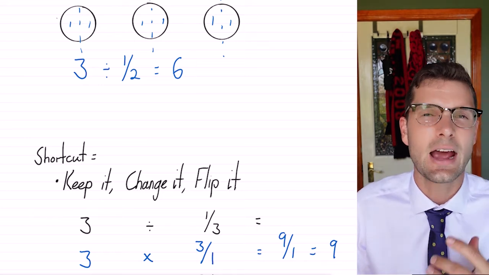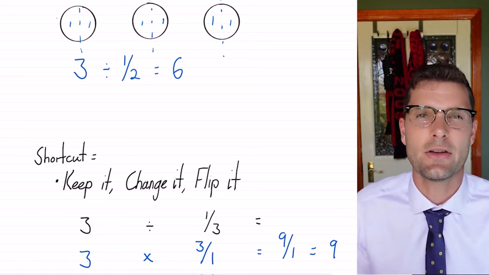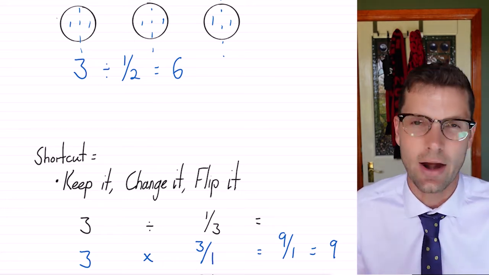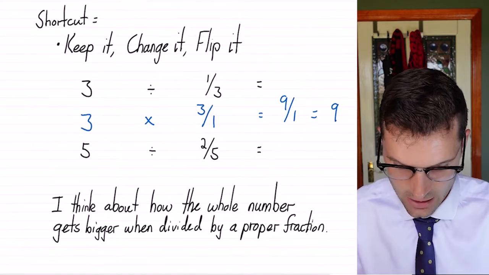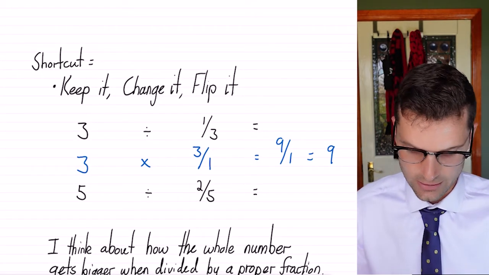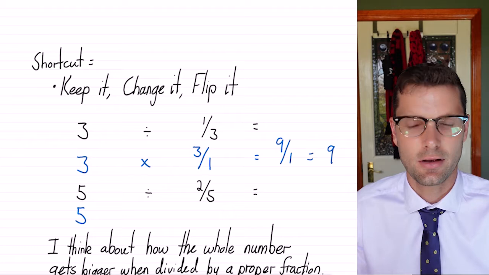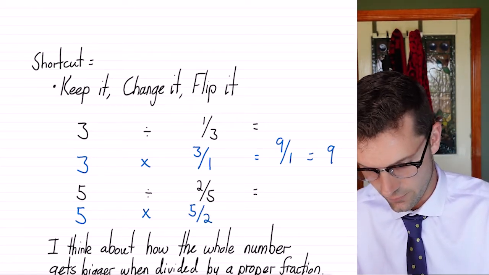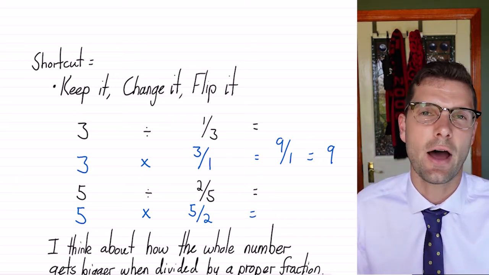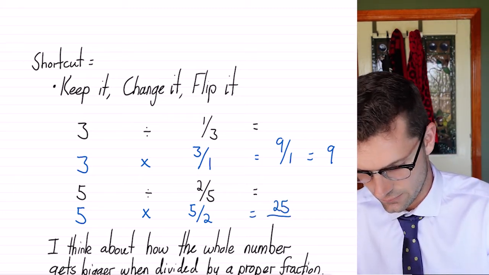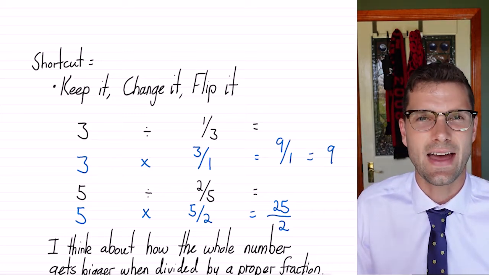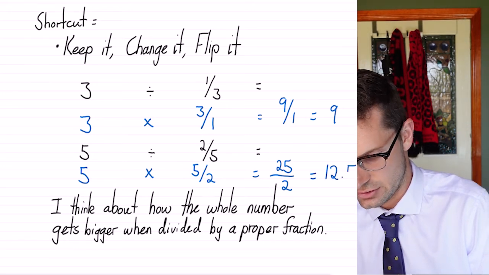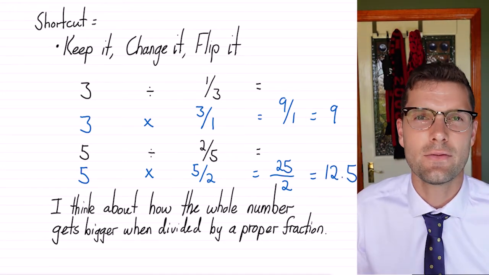Okay, and the reason we can't just multiply the whole number by the denominator straight away is if we've got more than 1 as a numerator, and I'll show that in the next example. So here we've got 5 divided by 2 fifths. We keep the 5, we make it a times, we change it, and then we flip this to 5 over 2. That there is equal to 5 times 5 is 25 divided by 2. And that's your final answer. This one, if you have a look at it, is 12.5, or half of 25 is 12.5.